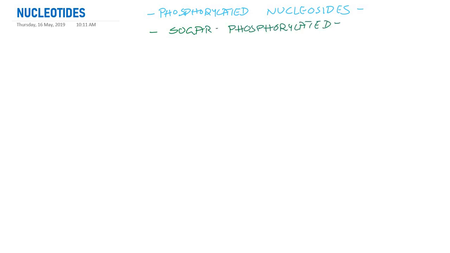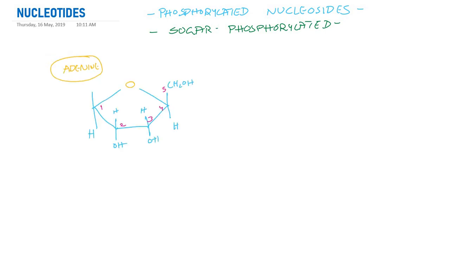First let me write the nucleoside. I will not write the structure of the base here. I will write adenine here. So this is our base. When the adenine base combines with this ribose, it will form a nucleoside. So this is now adenosine. Now nucleotide means phosphorylated nucleoside. We have adenosine here. Now the sugar component of the nucleoside is phosphorylated. Usually, most commonly, the fifth carbon atom, the CH2OH group, is phosphorylated here.